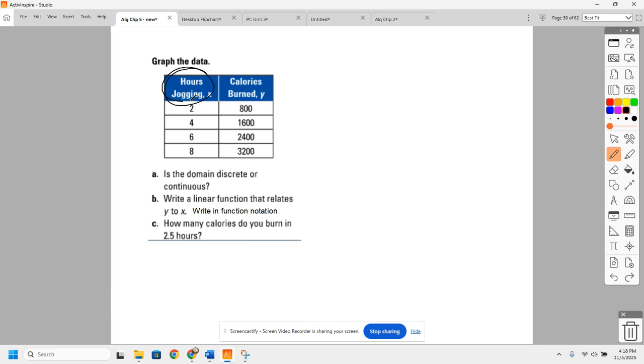We're looking at it in hours, and time is continuous. So we already have an idea that this is a continuous function. I'm going to go write this in function notation, but I don't know the y-intercept. So I can find the slope, change in y. Change in y, looks like it's going up 800. So 800 divided by, as my x's are going up by 2. So really I have a slope of 400. So there's my slope. M equals 400.